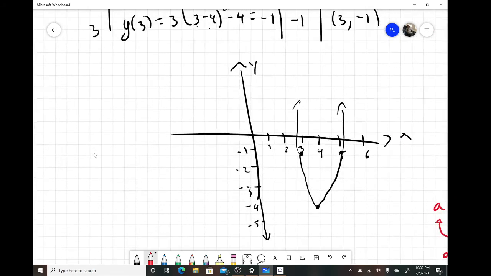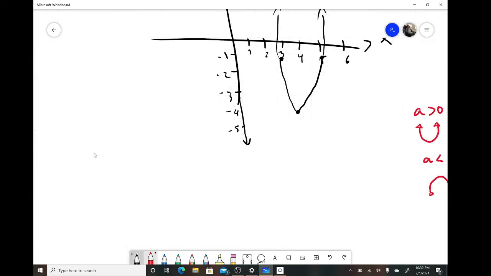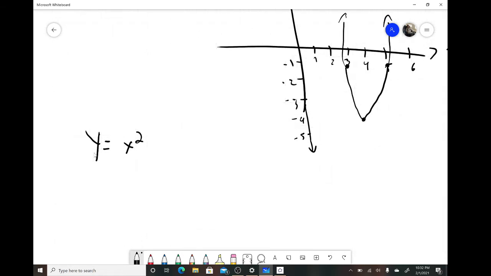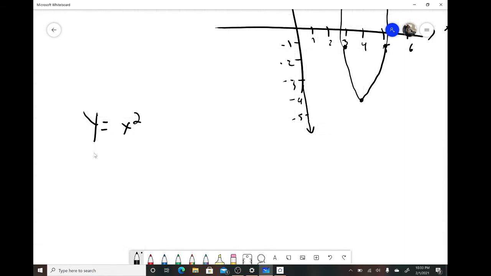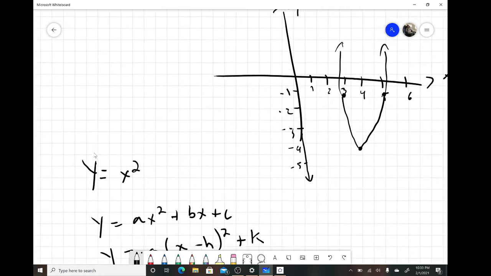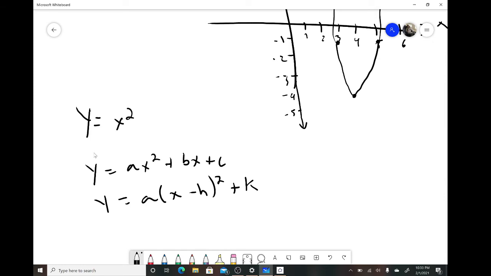Okay, so again, this one, you need to know the parent function. The parent function for this is a parabola, y equals x squared. Notice that you have more than one way of writing a parabola. So you see it as y equals x squared, y equals ax squared plus bx plus c, and then y equals a(x minus h) squared plus k. So all of these represent parabolas. So that's something that you should know. This should not be new.